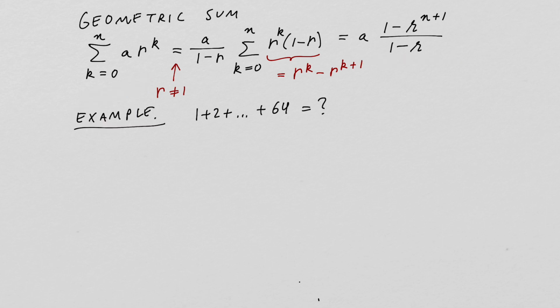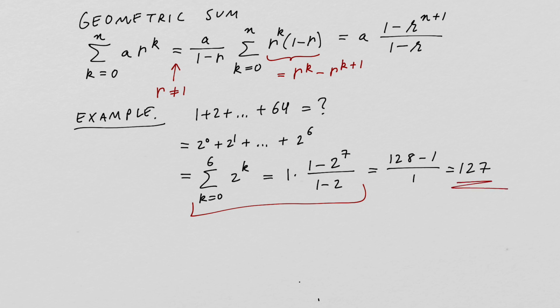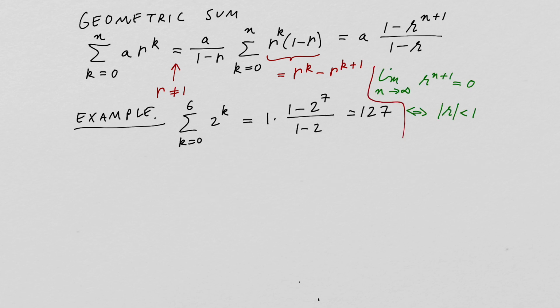Let's calculate this geometric sum. We are summing powers of 2. By the formula for the geometric sum, we will obtain the sum to be 127. I usually write the letter r in this form, so these are actually the same letter.